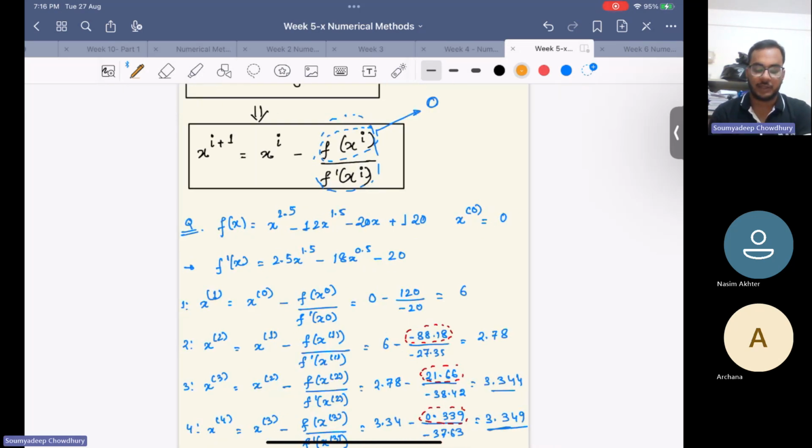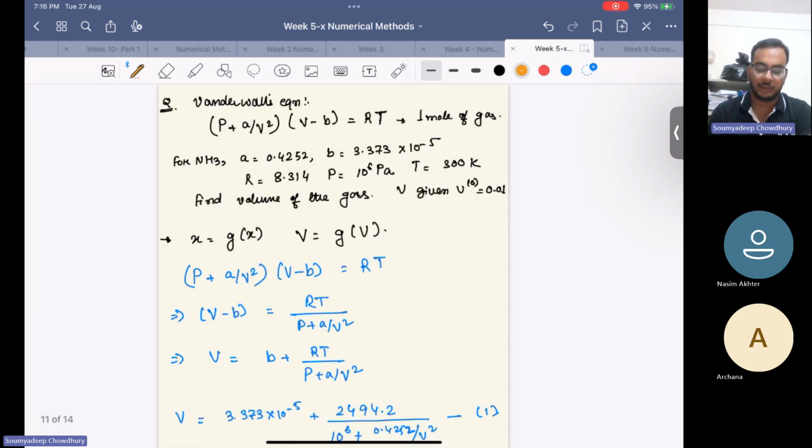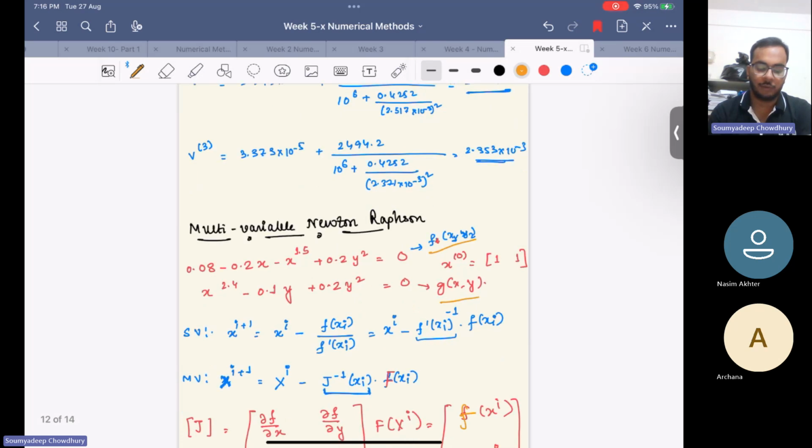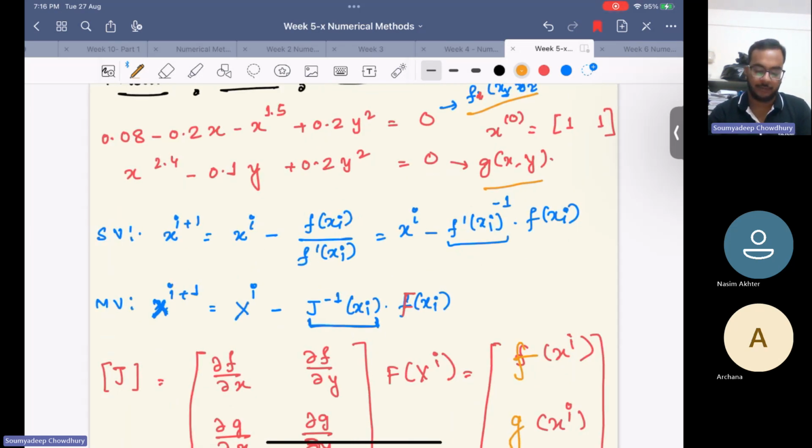Based on this, we solved one equation, and then we solved one application problem based on the van der Waals equation on the fixed point method. And then we moved on to the multivariable Newton-Raphson method, right? In the multivariable Newton-Raphson method, instead of this f dash x, we use a matrix here, which is called the Jacobian matrix.